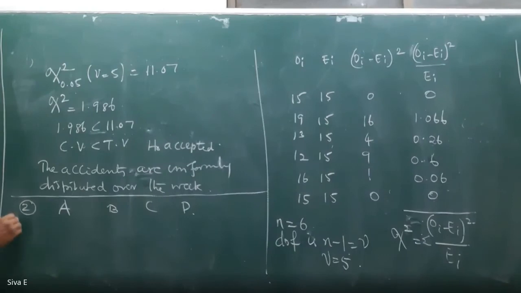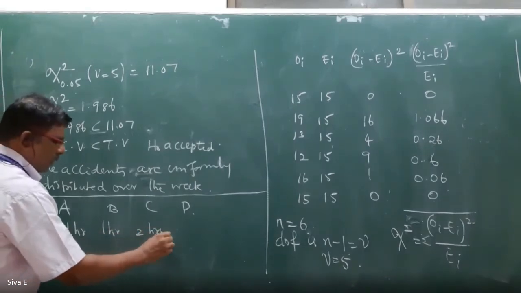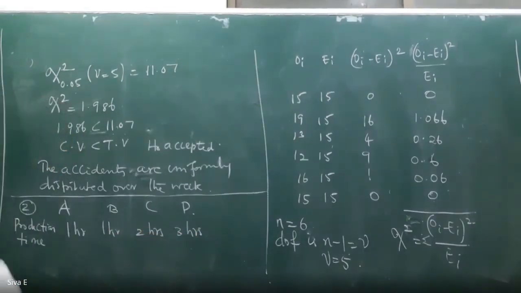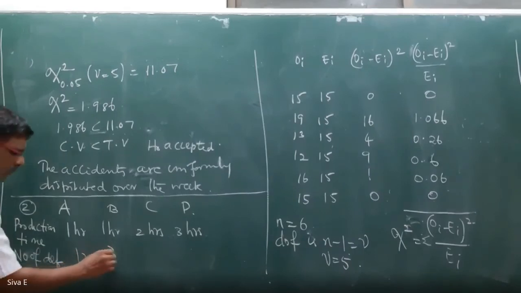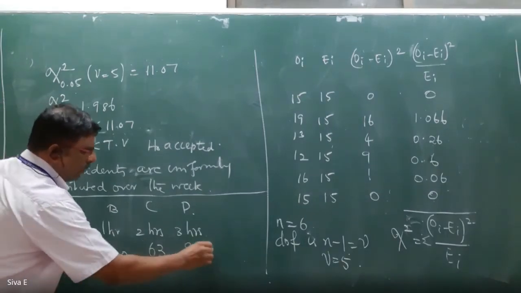Production time: 1 hour, 2 hours, 3 hours. Number of defectives are 12, 30, 63, 98.